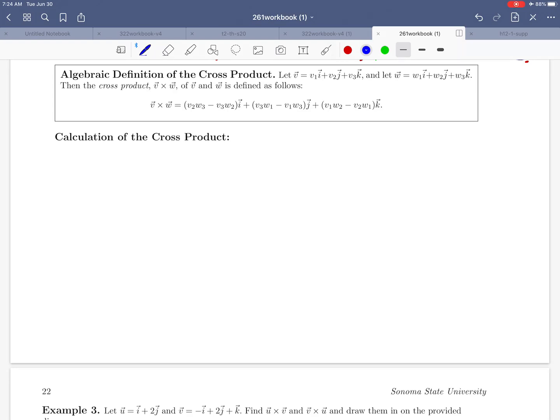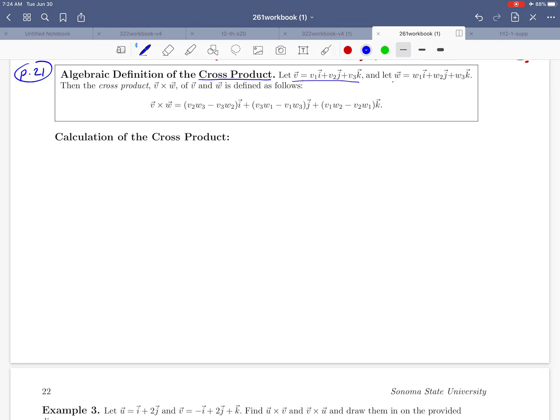Hello everybody, and welcome to the continuation of page 21 in the workbook. We're going to be talking about the second of the two vector operations in this section. This one's called the cross product. We already defined the dot product above. The cross product of two vectors is defined as follows.